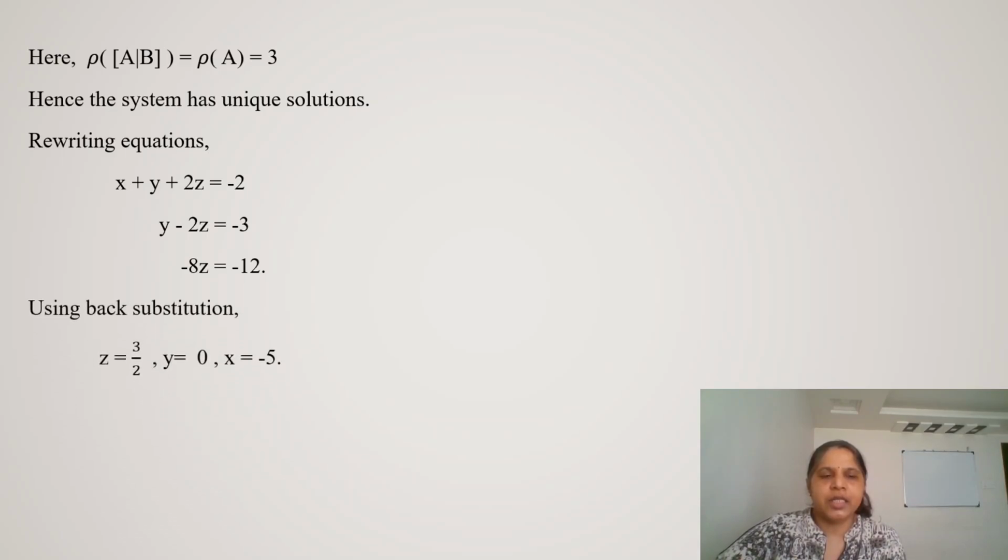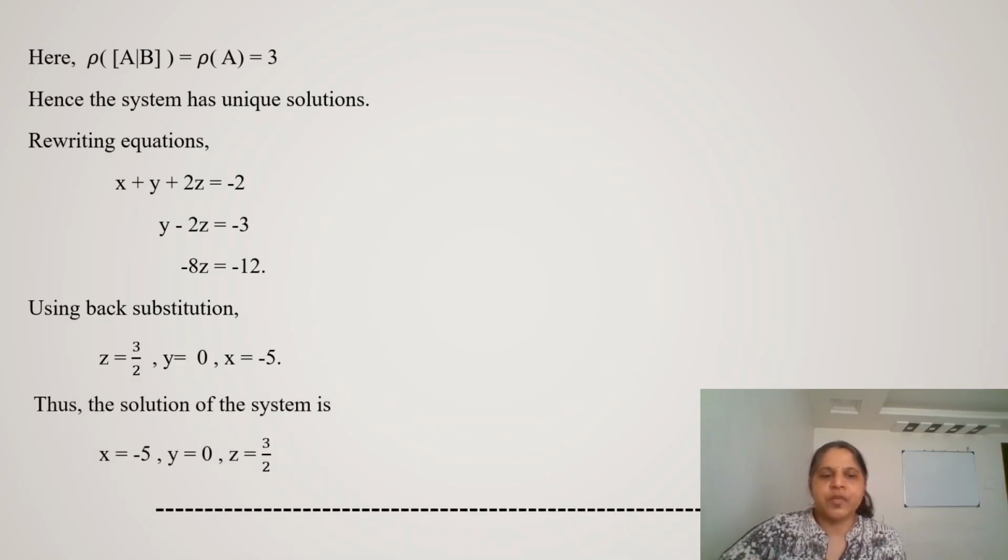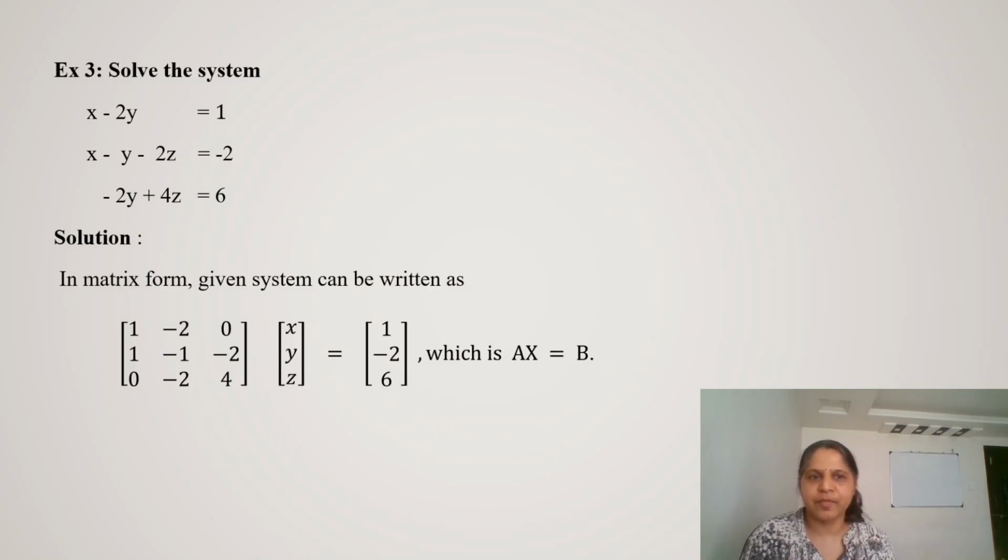z is 3 by 2. Using this value of z in the previous equation, y is 0, and using these two values in the first equation we get x is equal to minus 5. So the solution of the system is x is minus 5, y is 0, and z is 3 by 2. Let us have a third example.